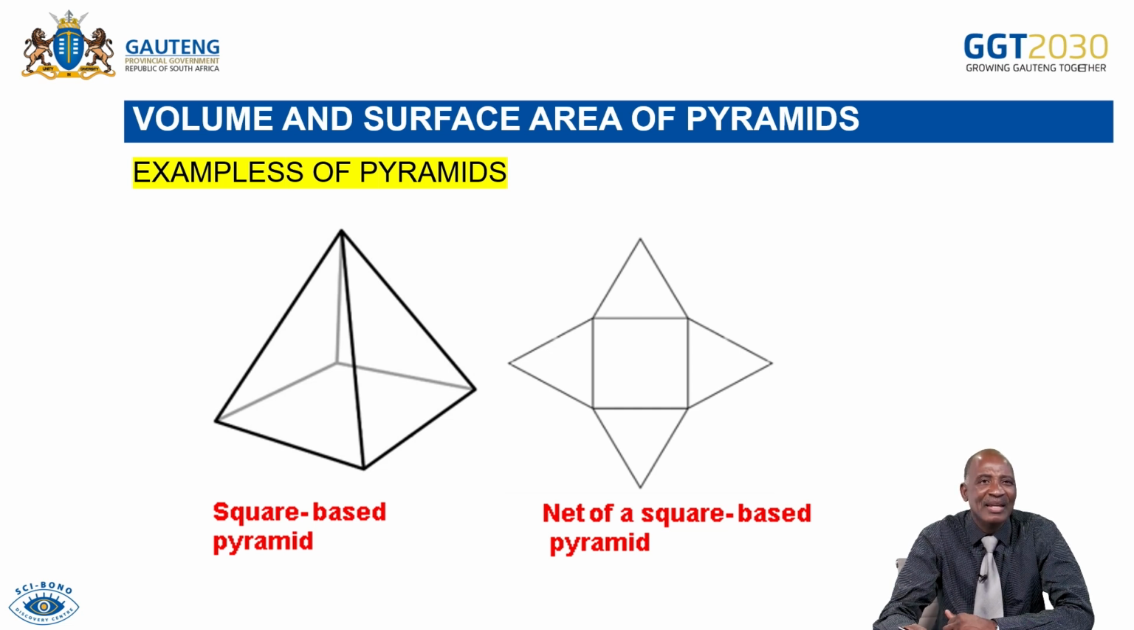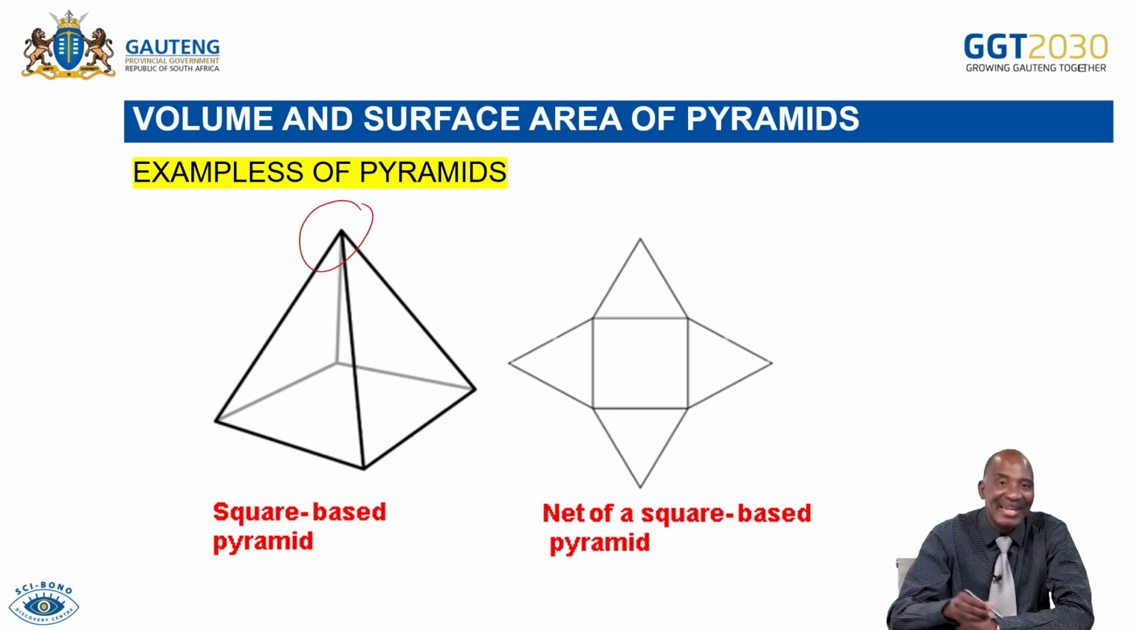Now, when I look at the examples of our pyramids today, I have this square-based pyramid. In terms of its net, it is made up of a square as a base and then 4 equal triangles. Why equal triangles? Because this is a square-based pyramid. Otherwise, if it was a rectangular-based pyramid, our triangles were not going to be of the same size. Here, all our triangles are congruent because the base is a square. And as you can see, it's pointed at the top there.